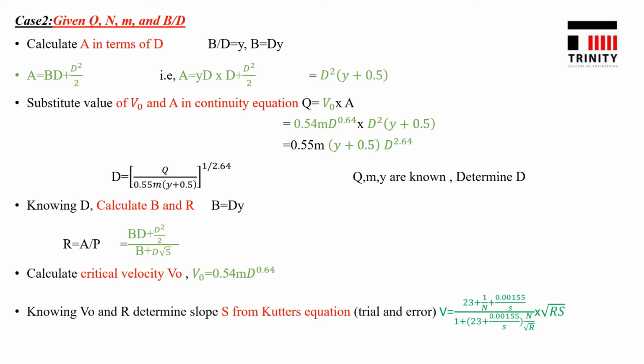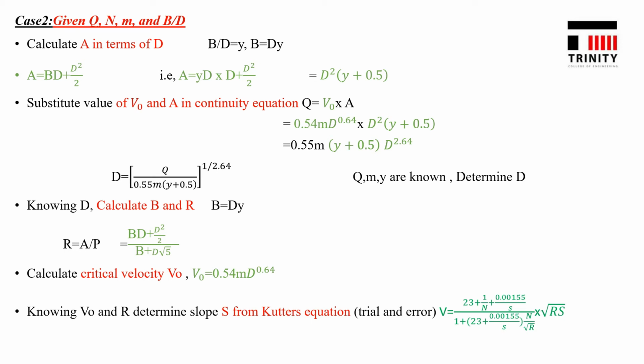Next we move on to the critical velocity V0, that is 0.54 into m d raised to 0.64. Knowing critical velocity and R, we determine the slope from Kutter's equation by substituting actual mean velocity V as V0. Hence, V0 equals 23 plus 1 by n plus 0.00155 divided by s. That is the unknown factor, and all the other terms are known. So, by trial and error method, we can find out the slope.